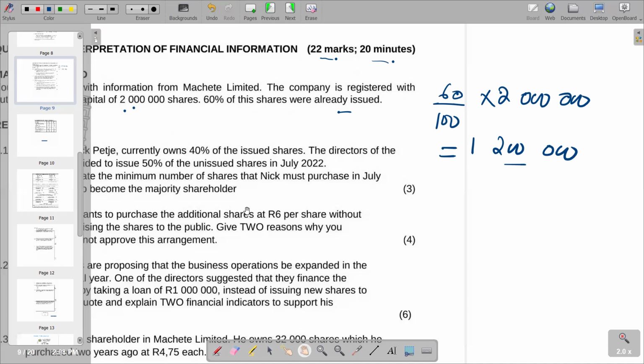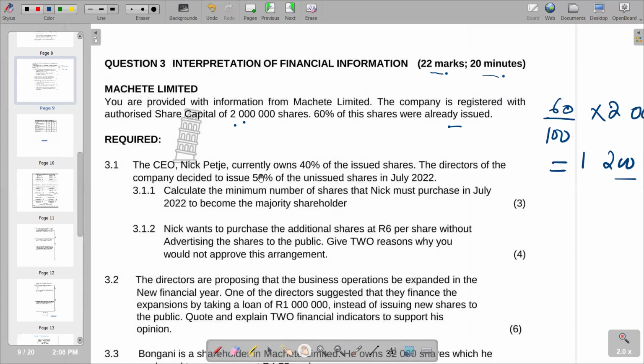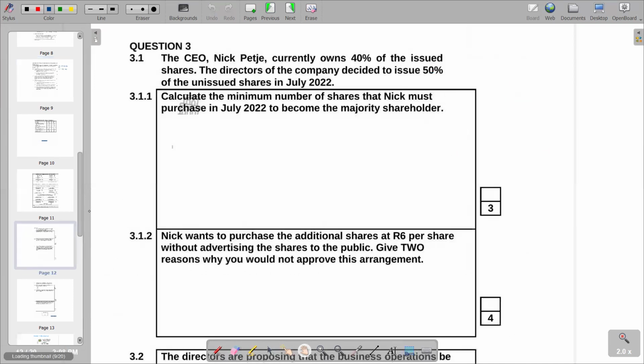Then out of this 1,200,000, we are further told that Nick Page currently owns 40% of issued shares. So we are going to say 40% of 1,200,000 is the share that Nick Page owns. That is 480,000. So this is the share that Page owns.